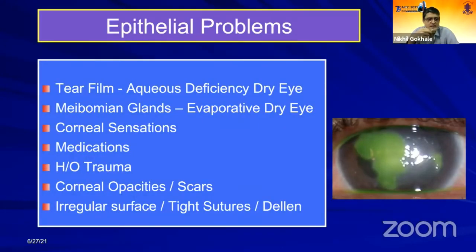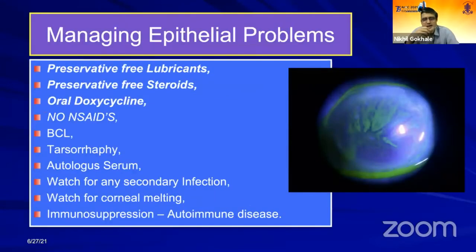And in these patients, again, we need to look cautiously for an aqueous deficiency, for evaporative dry eye. Always look for corneal sensation, the list of medications that have been used in the past, whether there has been any trauma while putting drops, presence of any subtle scars, opacities, or an irregularity on the ocular surface which might predispose to dryness. Again, most of these problems can be treated just the way we treated mild cases.